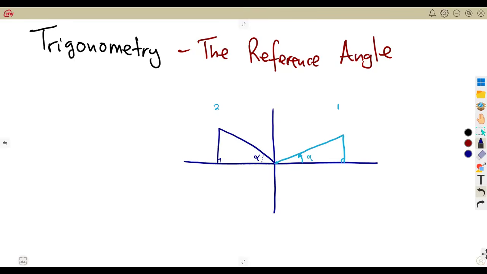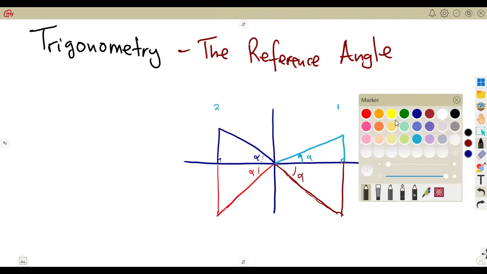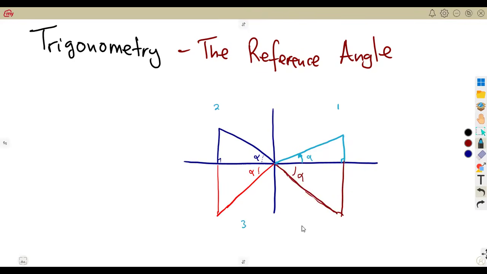If you consider the third quadrant, this is what you're going to have, and this is our reference angle. The fourth quadrant as well, this is what you're going to have, and this is what you consider as your reference angle. This is from each quadrant.